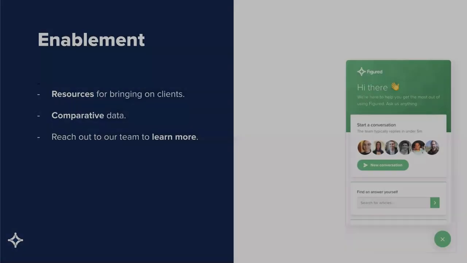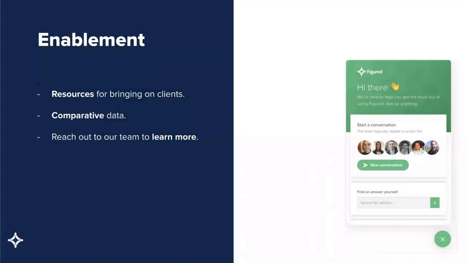Then the last thing I want to touch on here is the enablement sitting within Figured. So when you're bringing clients on board to Figured, we have resources to make that easier for you. We can enter in things like comparative data so that when you jump straight in, you've already got a year's worth of data sitting in Figured so that when you run your report showing last year's data, you've got a bit of info in there. That's something that's available to accounting practices who are bringing 10 or more clients on board.